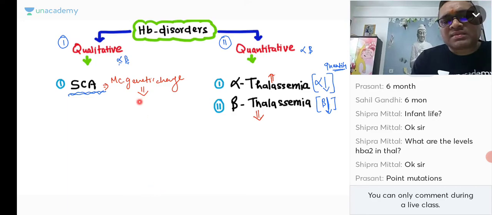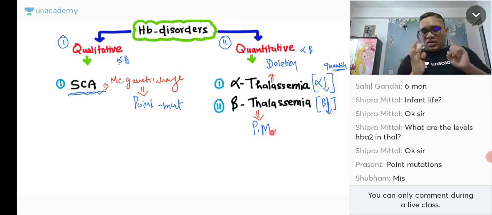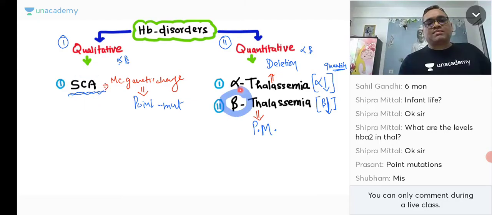In sickle cell anemia, the most common genetic change is point mutation. In alpha thalassemia, the most common genetic change is deletion. Beta thalassemia is again point mutation. Right. Okay. So what we are observing is that sickle cell anemia and beta thalassemia both have the same problem, and that is point mutation.